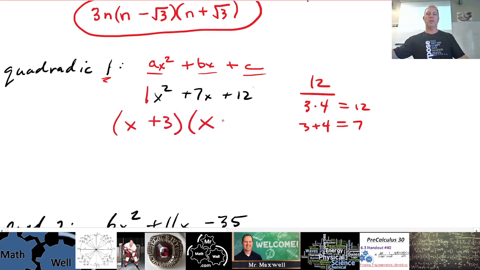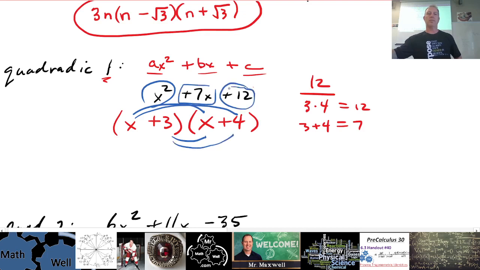So this should be a little bit of a refresher there. Okay? To check this, you do the FOIL method. x times x is x squared. Then you have 4x plus 3x is 7x. And 3 times 4 is 12. Okay? Any questions on that?